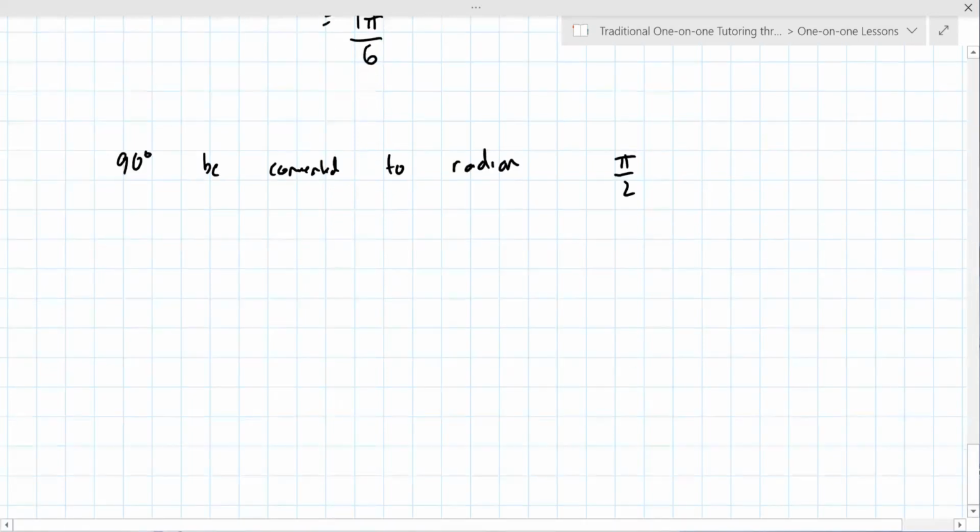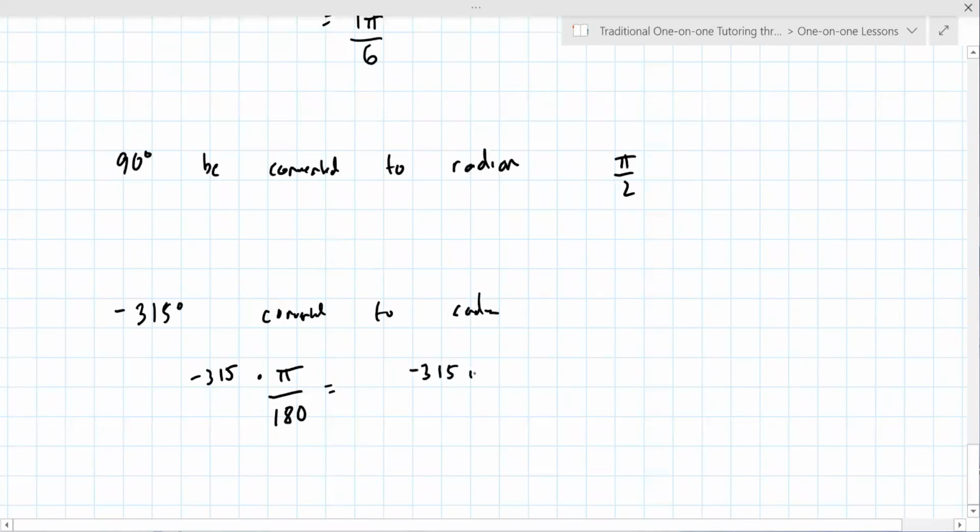Now we can get more sophisticated. Like I could ask you, what is negative 315 degrees converted to radians? But it's the same procedure. You take minus 315 and you multiply it by pi over 180. So you get negative 315 pi over 180.